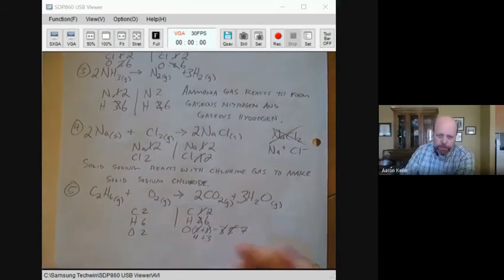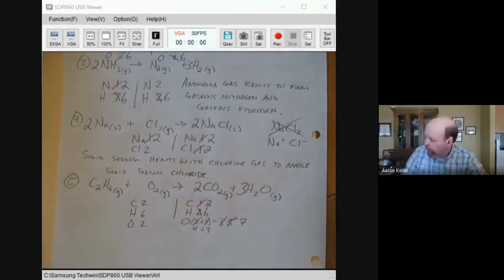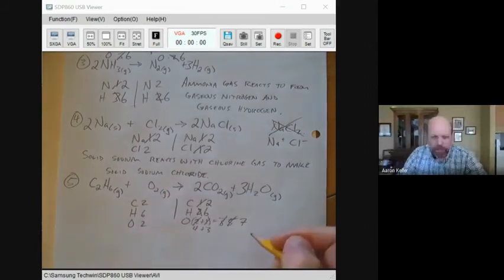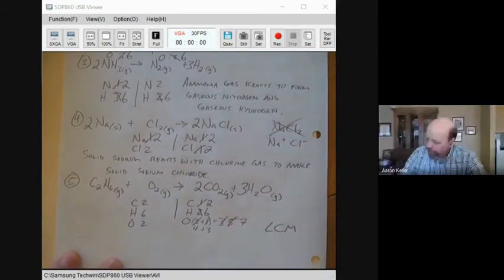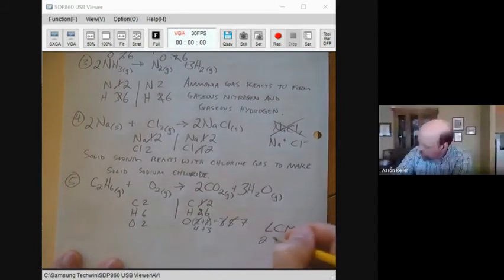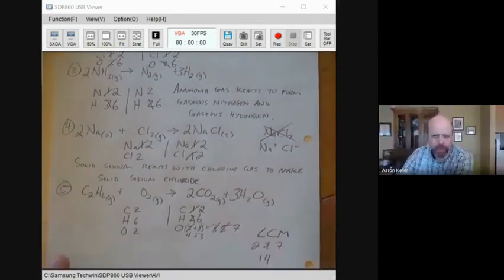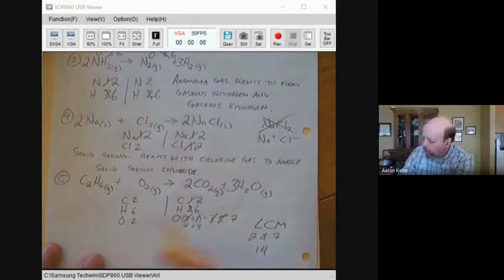All right, now this is one of those examples of an equation where people can feel a little anxious because it's like, well, I can't multiply this 2 by anything to get 7. I mean, you could, but it's 3.5, and you can't put 3.5. So what do we do? Well, again, least common multiple to the rescue. Least common multiple of 2 and 7 is 14. They're both primes, so you have to multiply them together to get their least common multiple. So that means I need to have 14 atoms of oxygen on both sides.